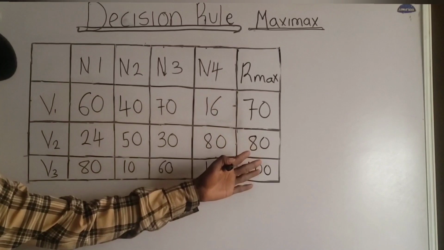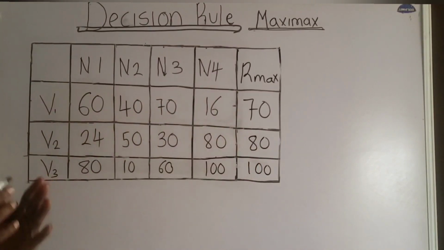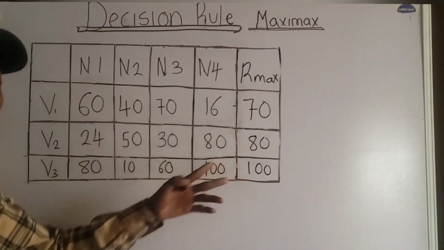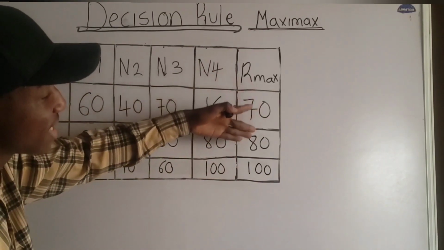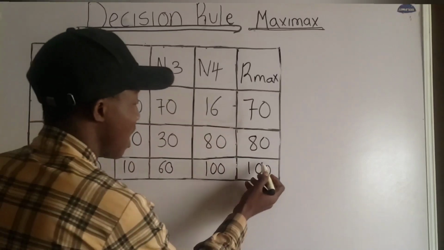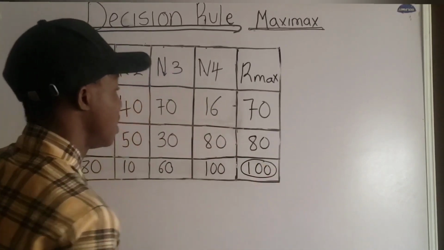After listing the maximum payoff associated with the strategy of the farmer, I'm going to choose the maximum among this maximum payoff associated with the strategy of the farmer. And if you look at this, among 70, 80 and 100, the maximum is 100. So this will be our answer.